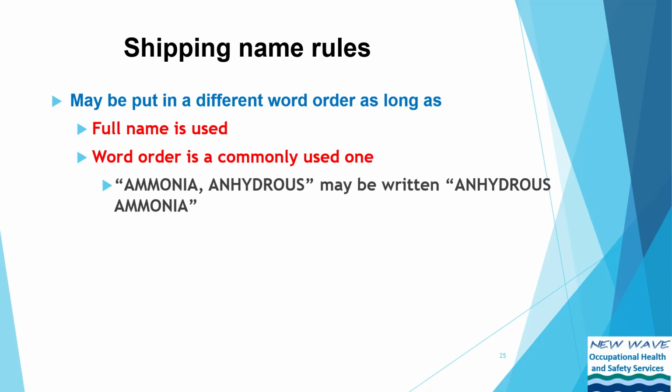The words in the shipping name may be put in a different order, as long as the full name is used and the word order is a commonly used one. For example, ammonia anhydrous may be rewritten as anhydrous ammonia, where anhydrous simply means that it does not contain water.